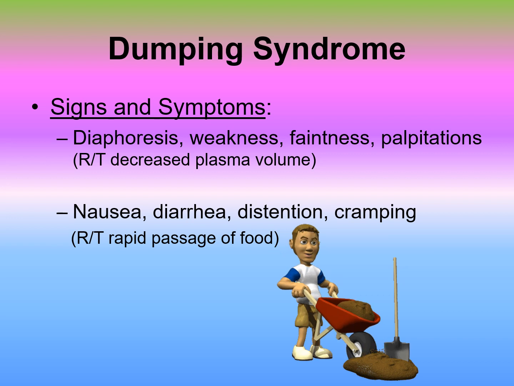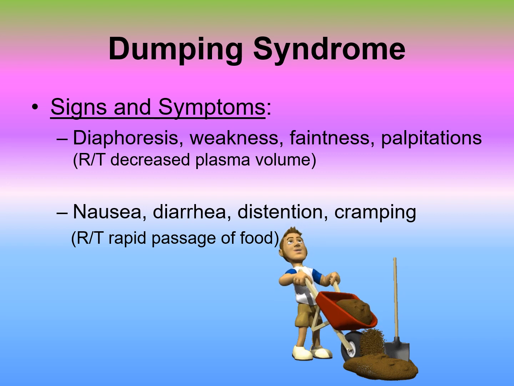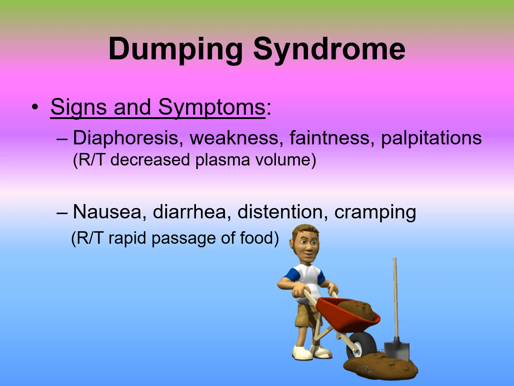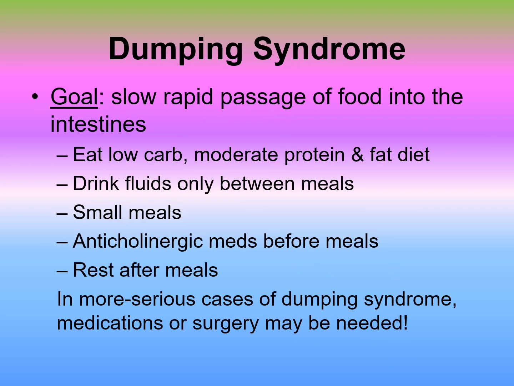So here are the signs and symptoms: diaphoresis, sweating, weakness, faintness, palpitations, and again it's related to a decreased plasma volume. They get nauseous, get diarrhea, their abdomen is distended, and cramping, and that's related to the rapid passage of food. So the goal, and we want to prevent dumping syndrome, is to slow the rapid passage of food into the intestines. So here are some things that people can do to stave that off.